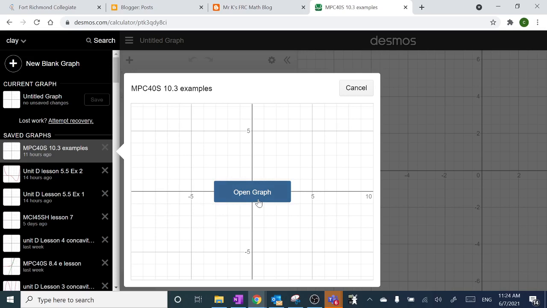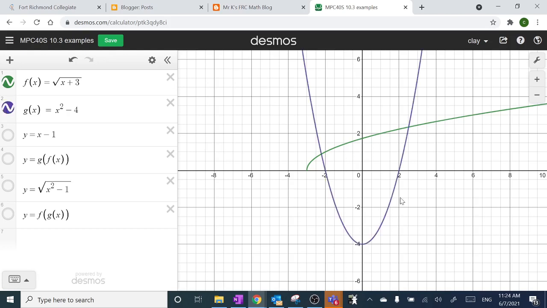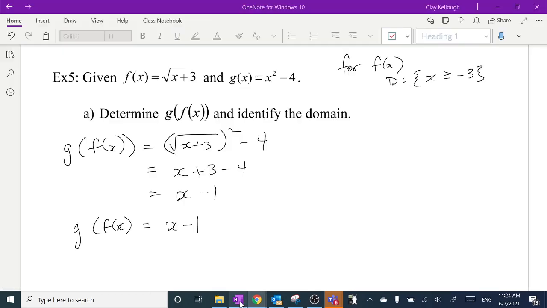Okay, open the graph. The first equation we played with was f of x, which is this guy. And we already know domain-wise, this graph doesn't exist to the left of -3 because you can't square root negatives. g of x is, of course, x squared minus 4. That should be very well understood by you. That's just a good old parabola. Notice that the domain of this thing is everything. You know why I never bothered to write that down, right? Let's put that down. For g of x, the domain is everything.